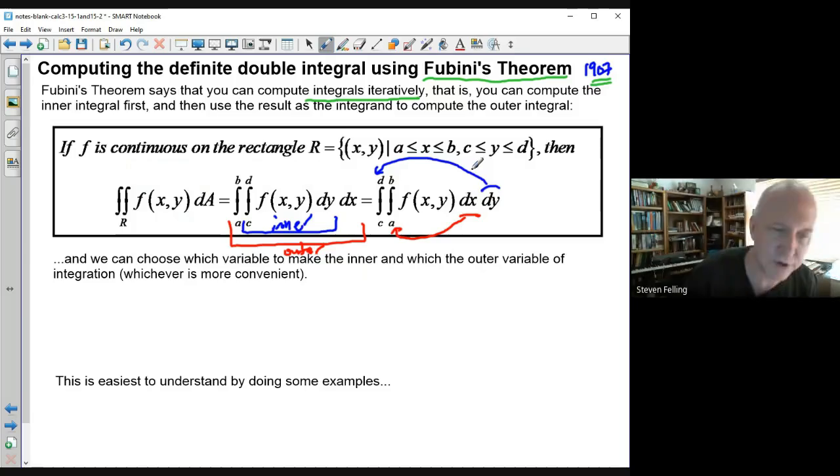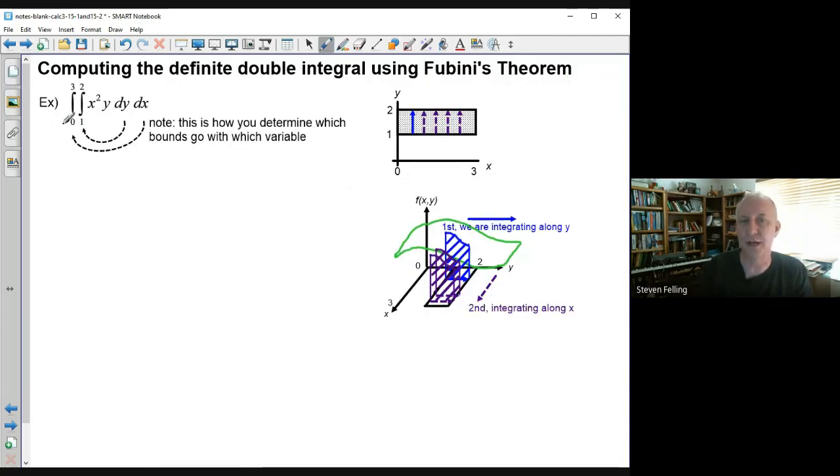The best way to see this is just doing a bunch of examples. So I'm going to do some. We'll have a couple for you to do, and we'll start simple and move to more complicated scenarios. Okay. Let's say we had to evaluate this definite double integral, the integral of this function x squared y, where y's are going from 1 to 2 and x's are going from 0 to 3.